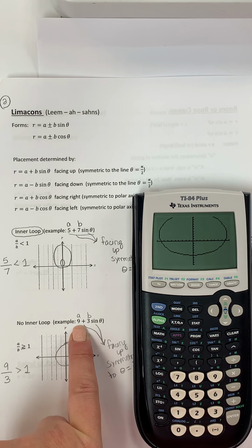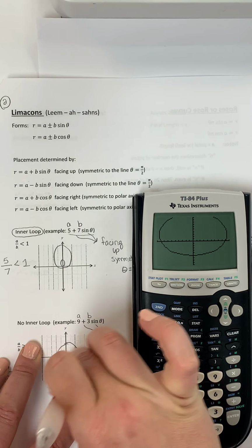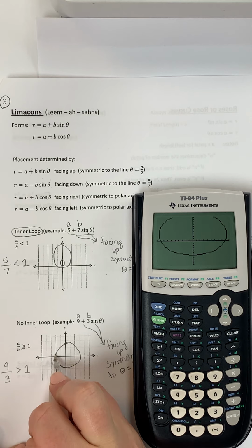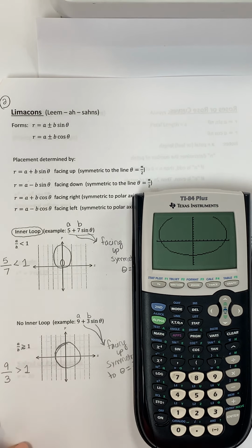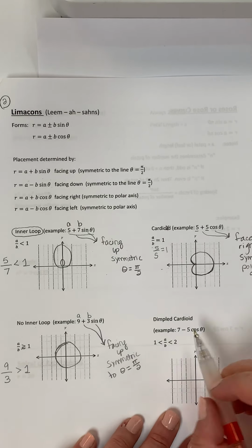All right, and there we go. Now the reason you know it's not a circle is because it's not symmetric around the center, and the center is not necessarily going to fall on an axis and be a complete circle there. So I guess mine really doesn't do it justice, but my pictures are usually pretty bad. There we go. Okay. All right, let's talk about a dimpled cardioid.